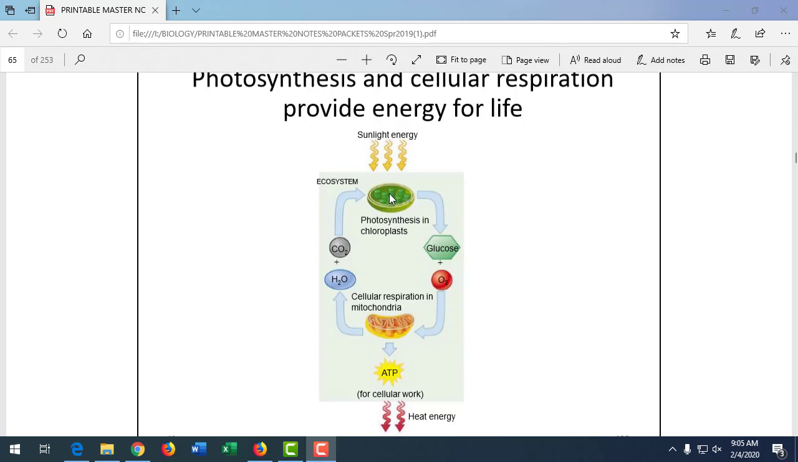The formula for photosynthesis is water, carbon dioxide, and sunlight yields glucose and oxygen. And then cellular respiration is glucose and oxygen yields water and carbon dioxide and ATP.